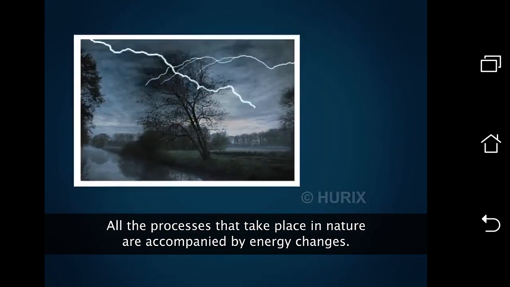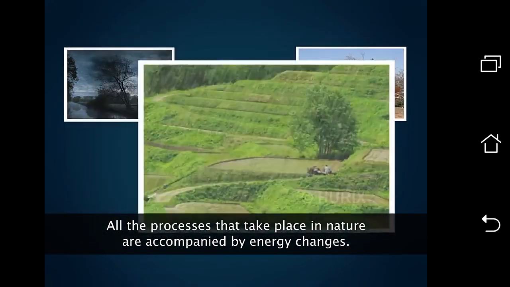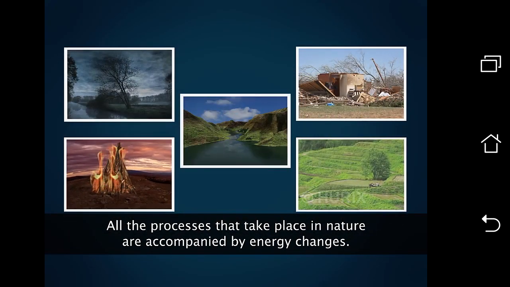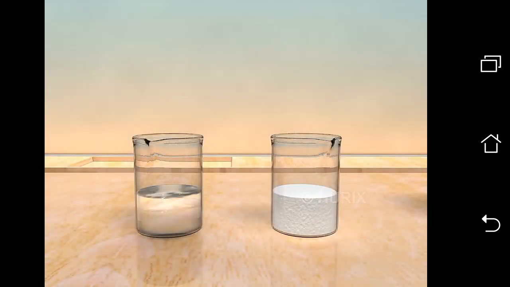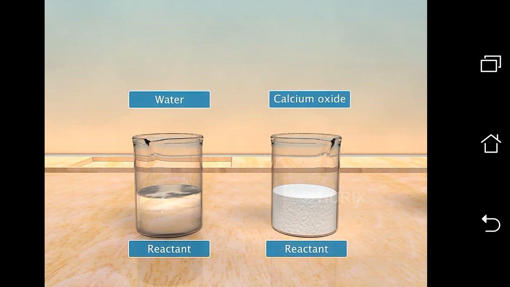All the processes that take place in nature are accompanied by energy changes. Many of these energy changes are imperceptible. Whenever one form of energy disappears, an equivalent amount of energy is created in other forms. Energy changes also occur during chemical reactions.